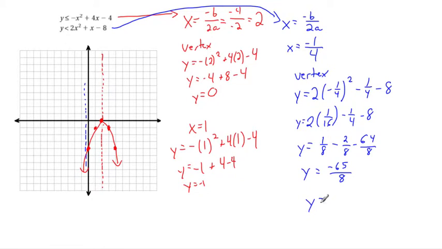So y is going to be equal to roughly about negative 8 and 1/8. So then down here, 1, 2, 3, 4, 5, 6, 7, 8, and an additional 1/8. Can't really, there we go. There's my vertex right there. Now I can plot some points.